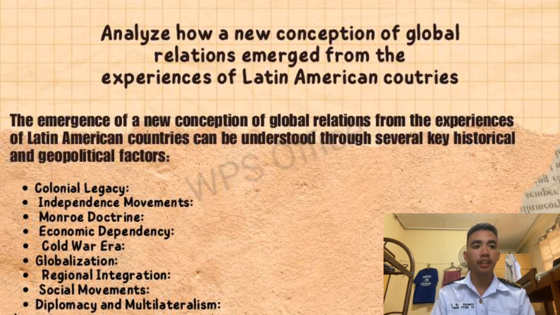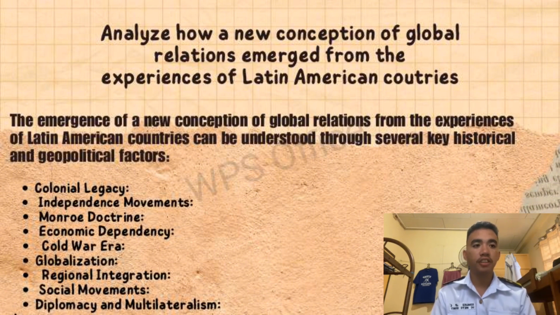6. Globalization. The late 20th century brought increased globalization and trade liberalization. Latin American countries began to engage more actively in the global economy, seeking economic growth and development. This shift highlighted the importance of international cooperation and trade in reshaping global relations.